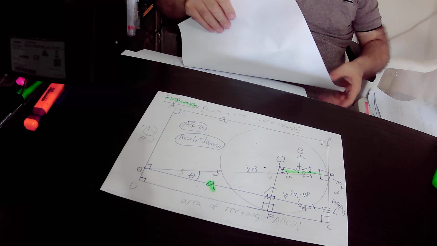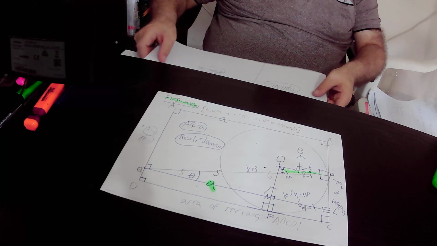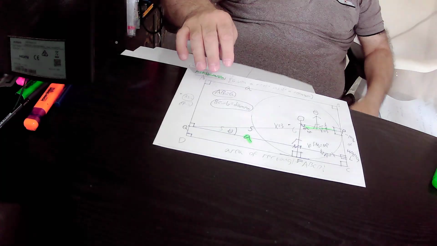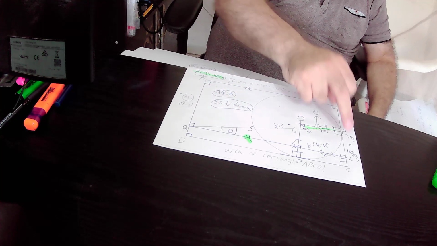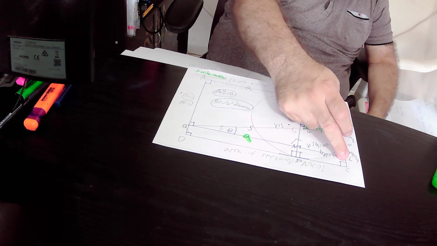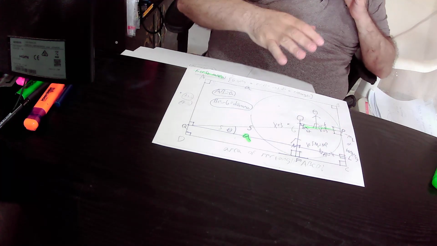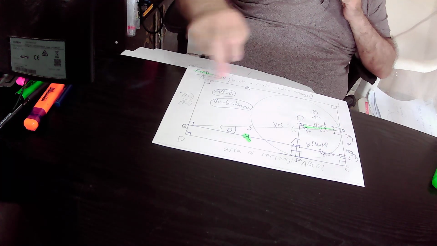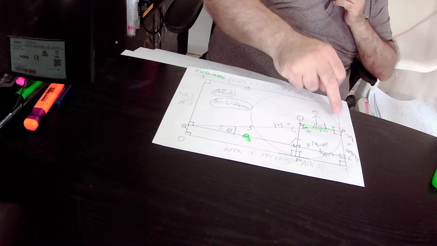Okay, then from point Q we draw a perpendicular on BC. So this angle equals 90 degrees and this angle equals 90 degrees according to our construction. We define the touching point of the perpendicular from point Q on BC as L.